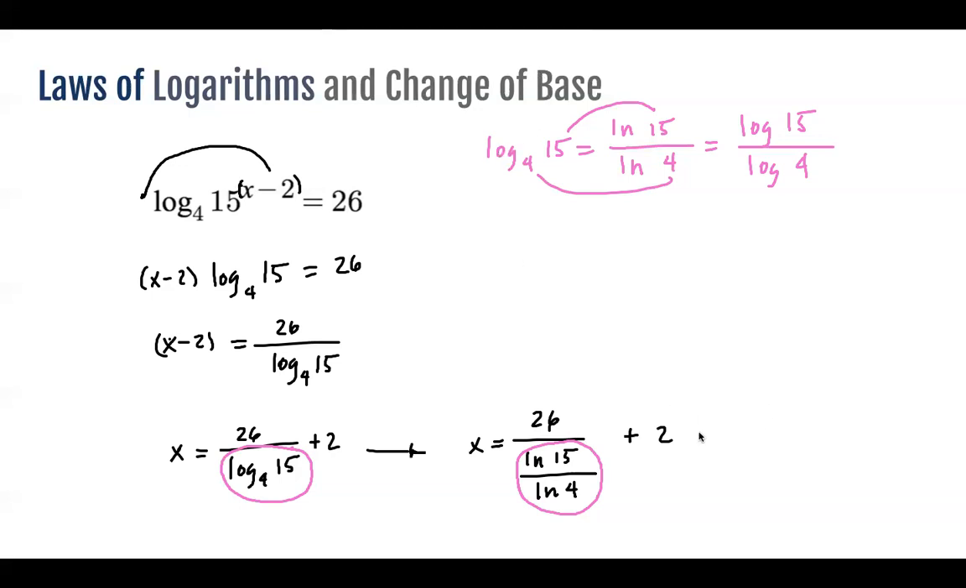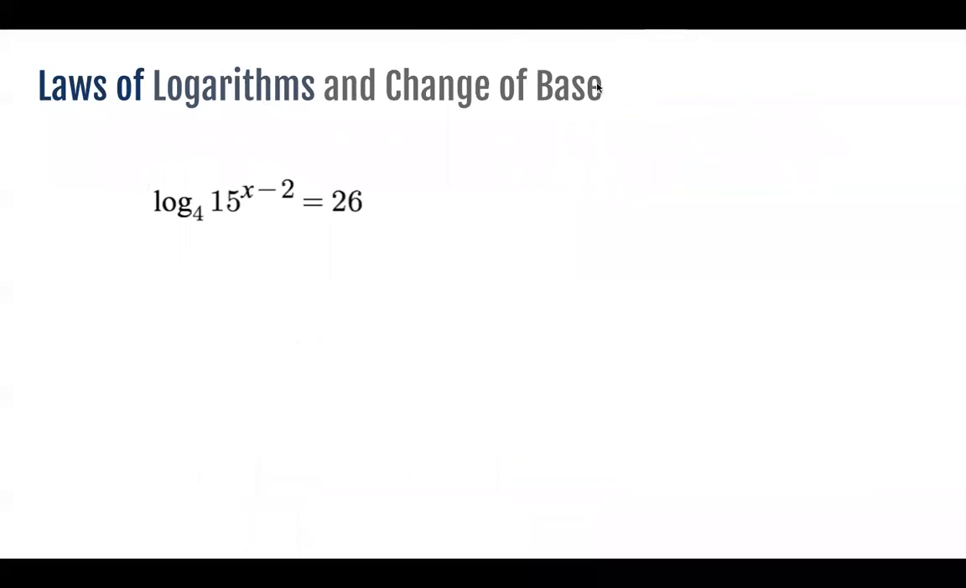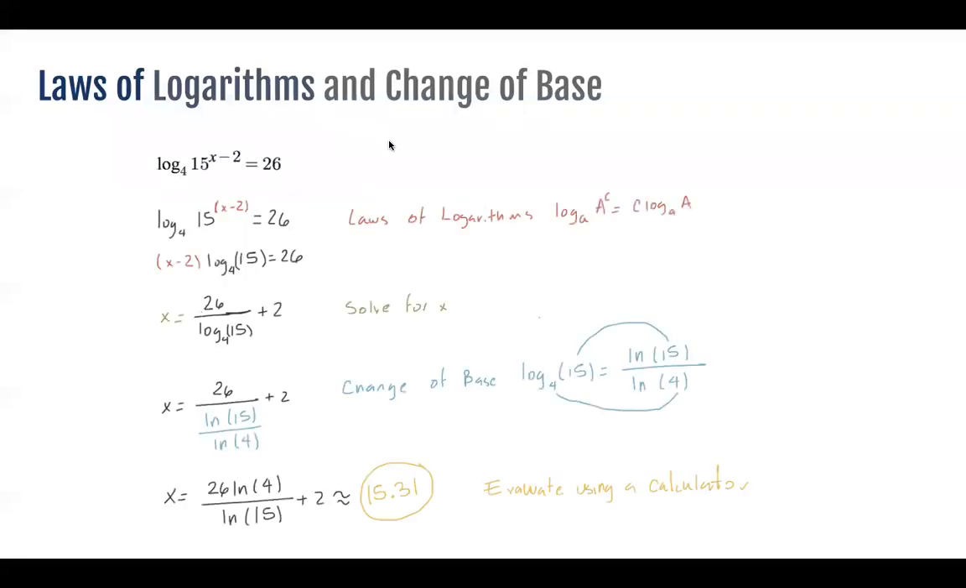So this can be rewritten as 26 times the natural logarithm of 4 divided by the natural logarithm of 15, plus 2. So this would be the exact answer. And if you want an approximation, you can use your calculator. On the next slide, I'm going to show you what the answer is.